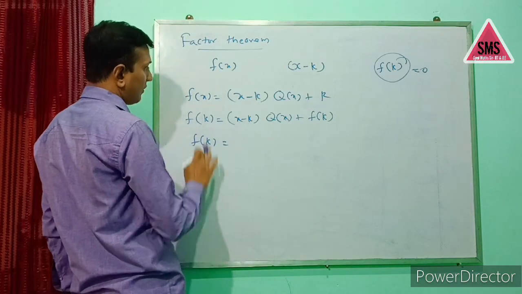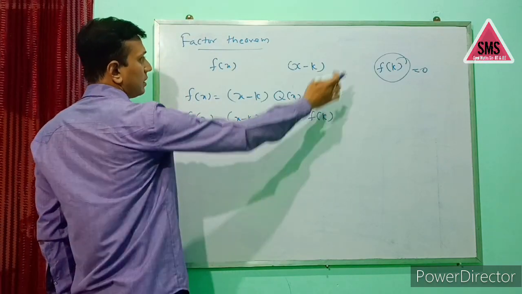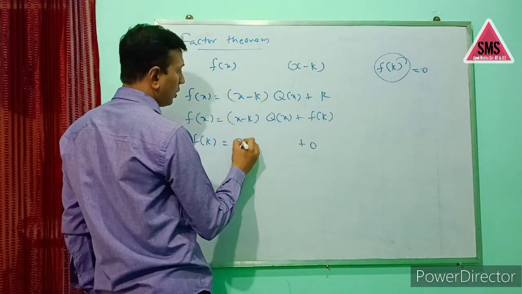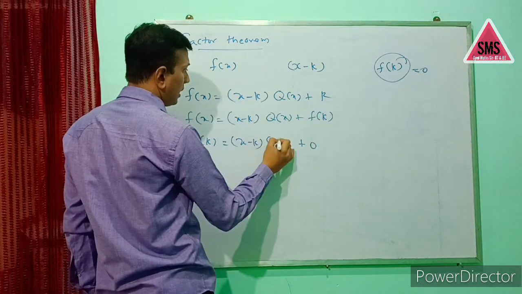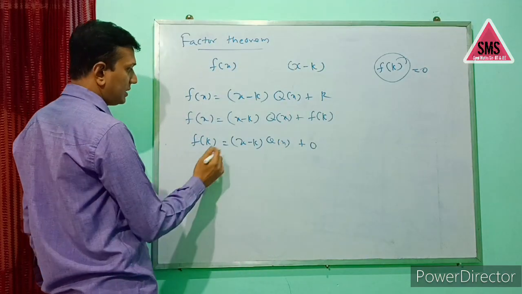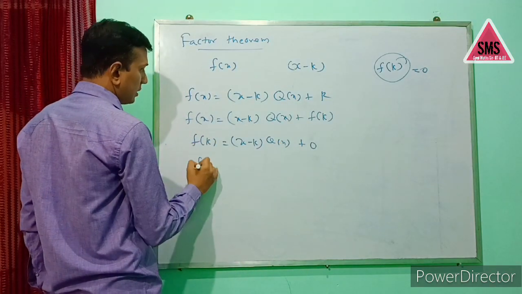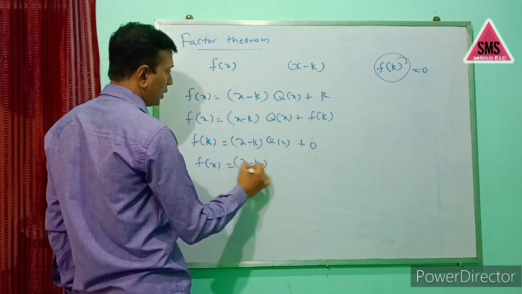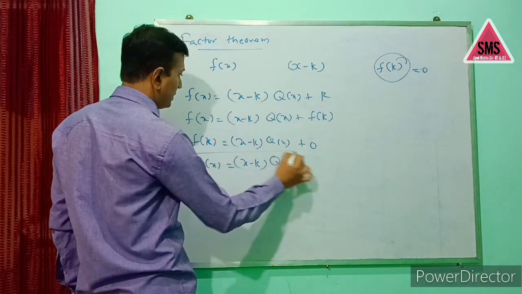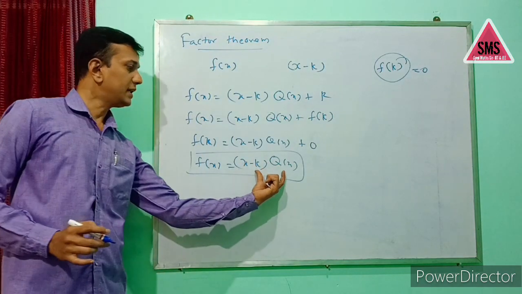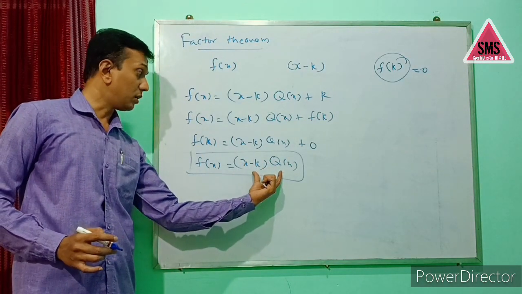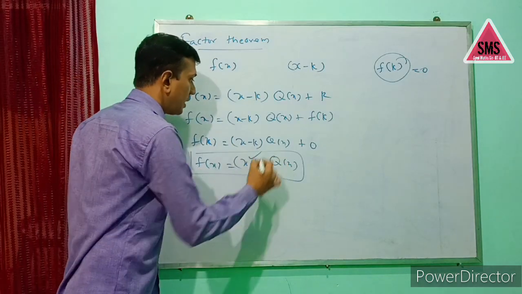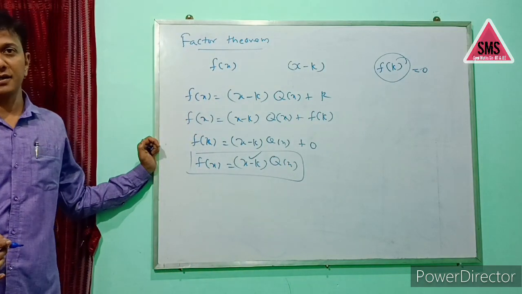R is equal to f of k. From where did we get this? From an earlier proof. If this f of k is going to be 0, then f of x is equal to x minus k into q of x. That means when you multiply these two polynomials, we get the given polynomial. So here x minus k is the factor.